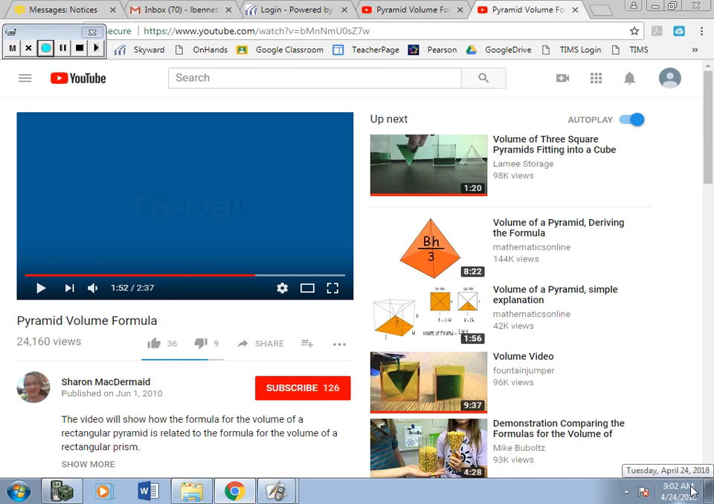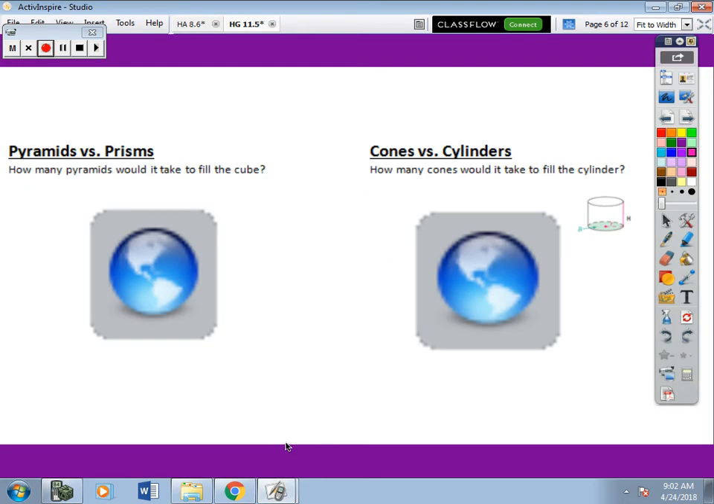So what that means is that the pyramid is going to be 1/3 of the prism. It takes 3 pyramids to fill it up, so the pyramid would be 1/3. And do you want to watch the cones, or do you just realize it's also going to be 1/3? So it would also be 3.